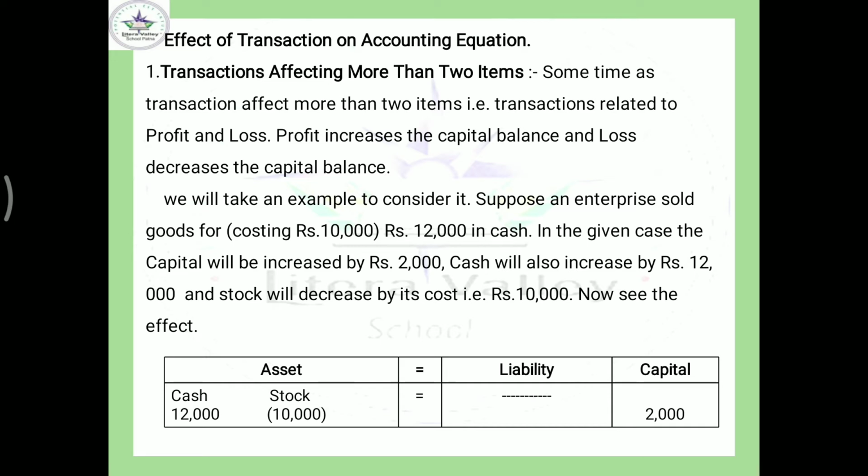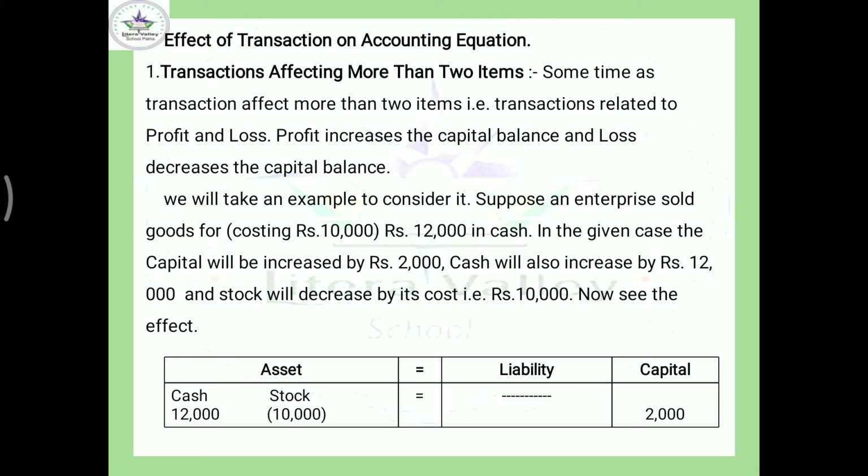So you can see the overall effect on the asset side: an increase in cash by 12,000 and a decrease in stock by 10,000 results in an overall increase of 2,000 in asset. And due to profit, capital is also going to increase by 2,000. So again the balance will be equal. You should always keep in mind while analyzing any transaction that the effect should always be equal.